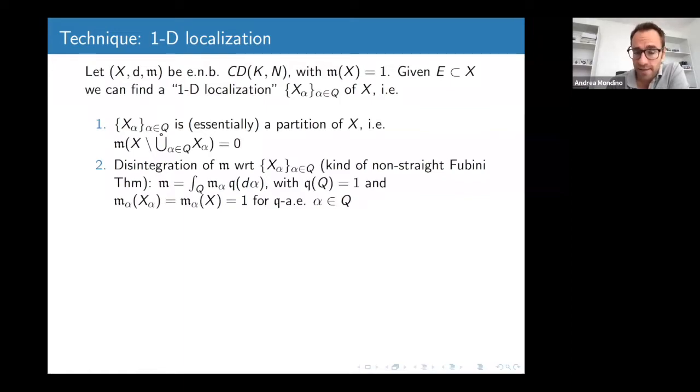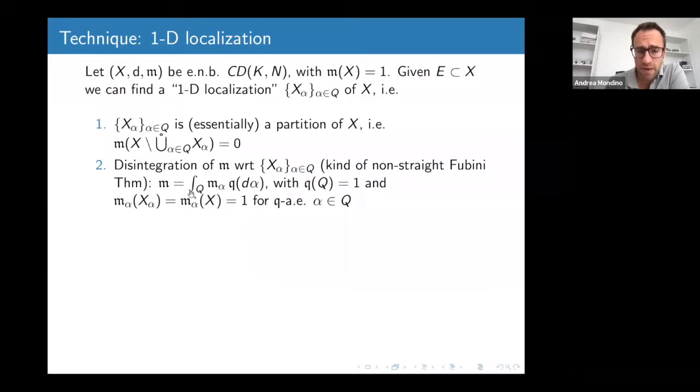So you have a partition of the space X, then you can have an associated partition of the measure m, which is called disintegration of the measure. And you can think of it as a kind of non-trivial Fubini theorem. So if your space is, say, the square [0,1]^2, and your partition is made of vertical segments, then you can just use Fubini to disintegrate the measure m, which is the Lebesgue 2 on the square, as an integral of the Lebesgue 1 on the vertical segments with respect to the Lebesgue 1 on [0,1]. For the general framework, what does it mean? It means that we can write the volume measure m as an integral over the set of indices of measures m alpha.